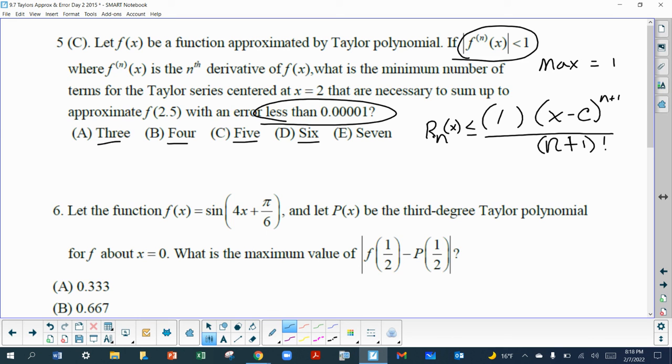And it looks like your x is going to be 2.5, centering at 2.0. So c value is 2, x value is 2.5. And you're just going to sit there and play around. Maybe start in the middle, throw a 5 in there, so that I'm looking for the fifth degree remainder, which would put 6's in our place when we do n plus 1, and see if it's less than 0.001. If it is, then maybe I can move down to a fourth degree and see if I can still stay under that. So it is a little bit of a guess and check game on number 5. Okay? That's all I have for you.